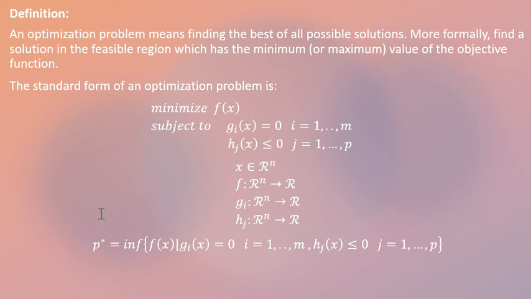If p star is our solution, it means that it is the infimum of our objective function f of x under these conditions, and it means that x should satisfy all of our conditions: equality, inequality, and all other conditions that we explained for our function. But it means that p star is the infimum value for our f of x.